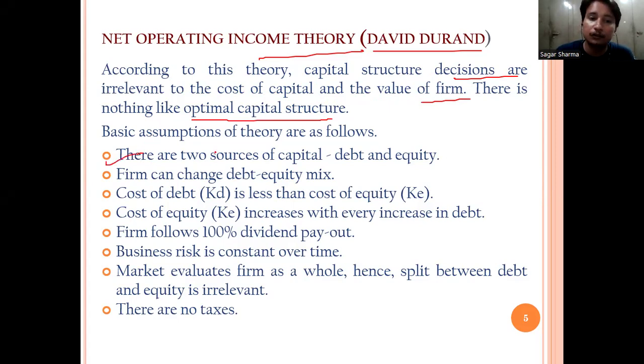Firstly, there are two sources of capital. Firm can change debt equity mix. Cost of debt is less than cost of equity. Cost of equity increases with every increase in debt. Firm follows 100% dividend payout. Business risk is constant over time. Market here evaluates firm as a whole. Hence, split between debt and equity is irrelevant. There are no taxes.